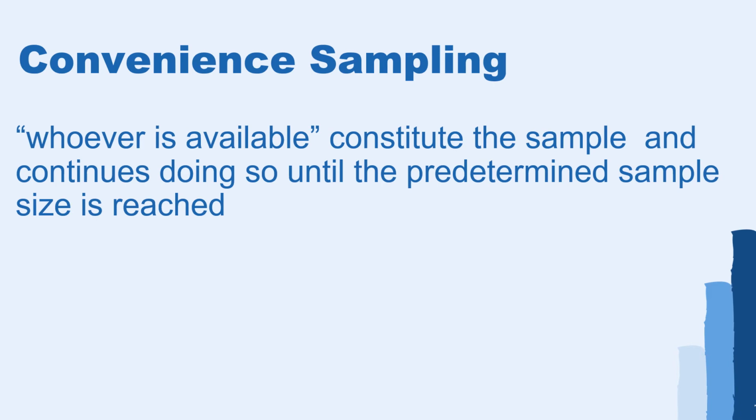Okay? Next, you have your convenience sampling. When I say convenience sampling, I would stand, for example, in the Freedom Grandstand, and then whoever passes by, I will give them my questionnaire. That's convenience sampling. That's why it said here, whoever is available. That would constitute the sample and continue doing so until the predetermined sample size is reached. For example, I would just say, oh, I need 100. And then I would just stand in the grandstand, and whoever passes by will be my participant. By the time I have already gathered 100, I will go home and I'm done with my data gathering procedure. That's what you refer to as convenience sampling.